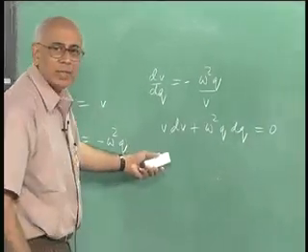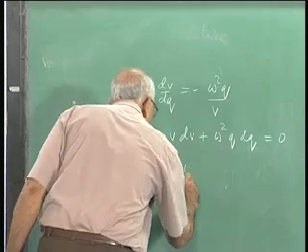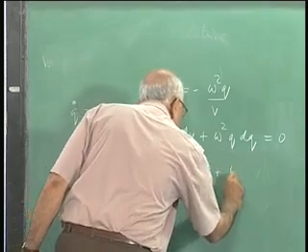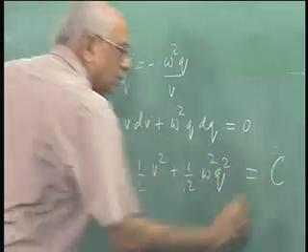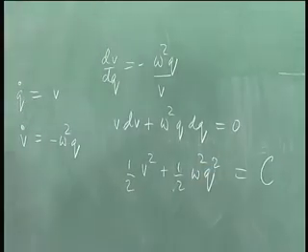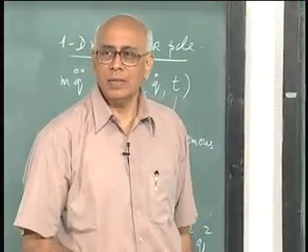Well, what is the integral of this? Half V squared, so it says half V squared plus half omega squared q squared equal to constant, a constant of integration. What is the significance of this constant of integration?